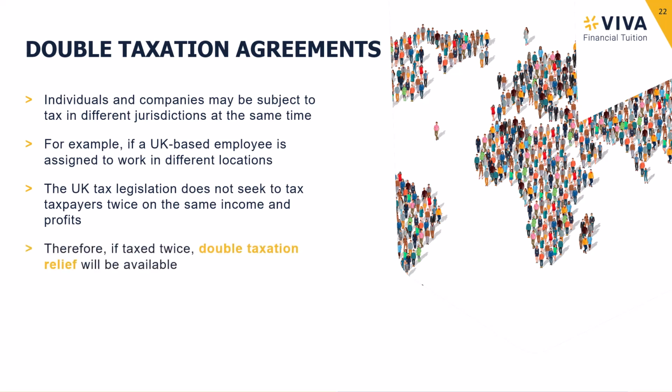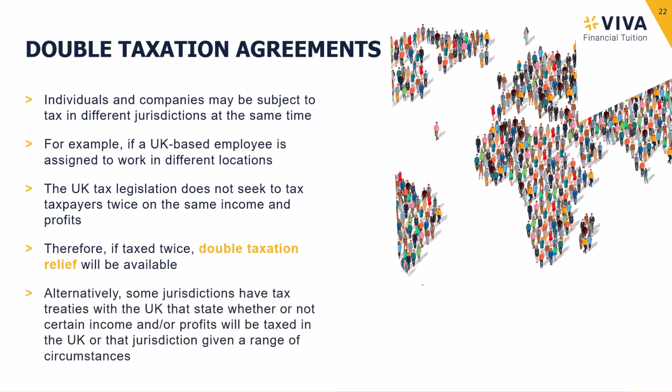And generally, the way this is done is if you are taxed twice, then you pay your UK tax, so you calculate your UK tax liability, and then you get a credit for the tax that you have paid overseas. We call this double taxation relief. And generally, the double taxation relief will be the lower of the UK tax that you've suffered on that overseas income and the overseas tax that you suffered on that overseas income.